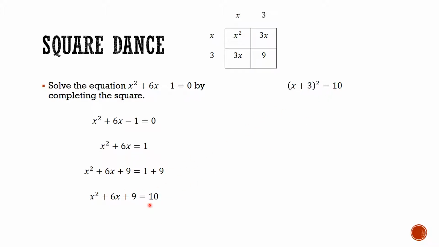And it's still equal to 10. Now you solve by taking the square root. So if I take the square root, I get plus or minus the square root of 10. I bring 3 over to be negative 3. So I have x equals negative 3 plus or minus the square root of 10. That is it. Not too difficult, I hope.